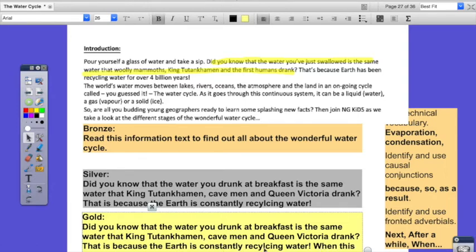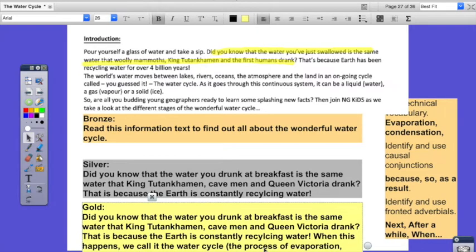I might also add a bracket in there. The process of evaporation, condensation, precipitation, and collection as my extra information. Okay, so do you see how you can build it up in levels?